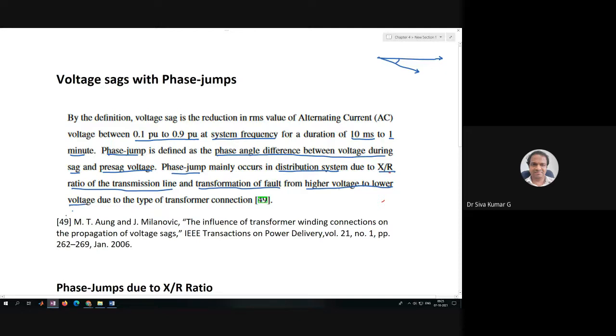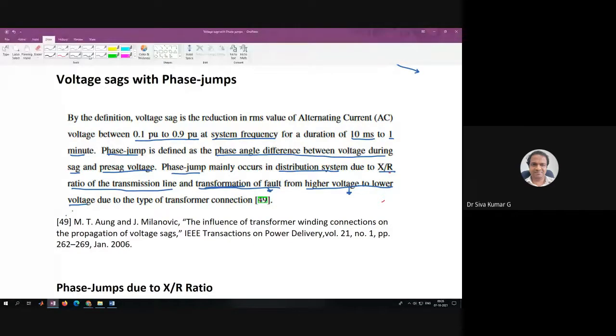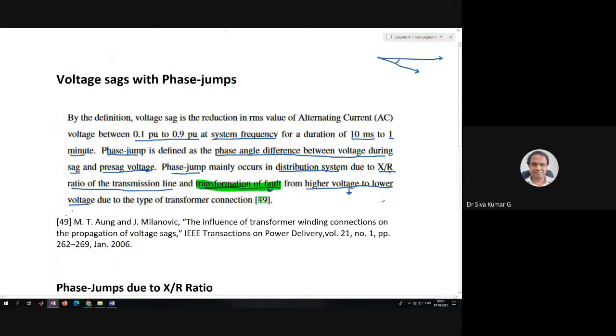This is the part which we are going to discuss for at least one class. This part we'll see with a simple derivation only. Especially the transformation of the fault from higher voltages to lower voltages. That is a very important case where we get phase jumps, because of the type of the transformer connection, like a DY1 and DY3 transformer and so on. Because of that reason, we'll be having the phase jumps.